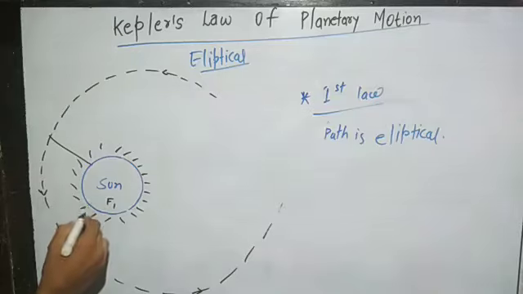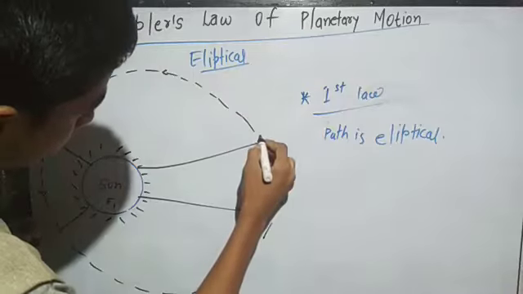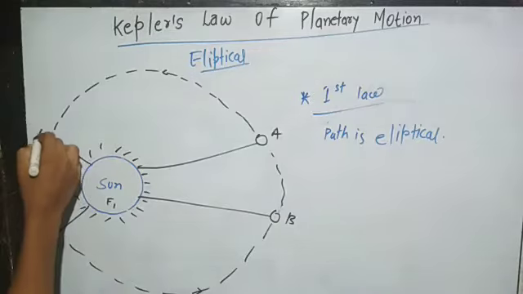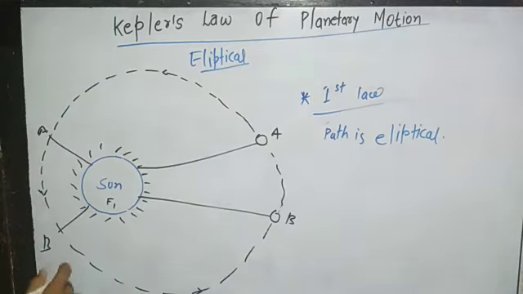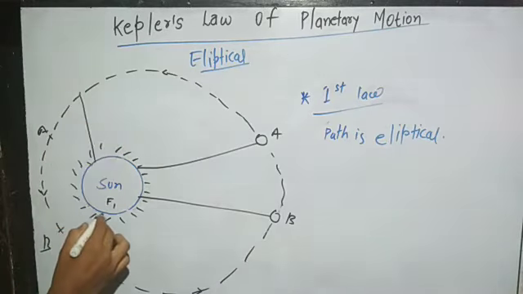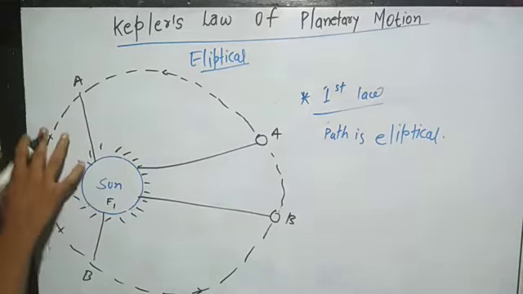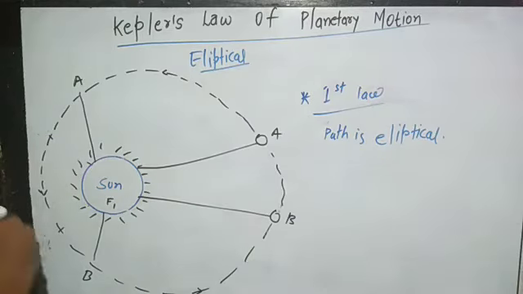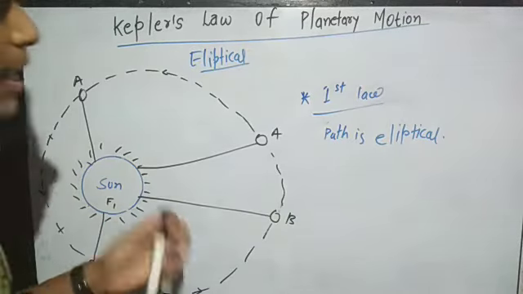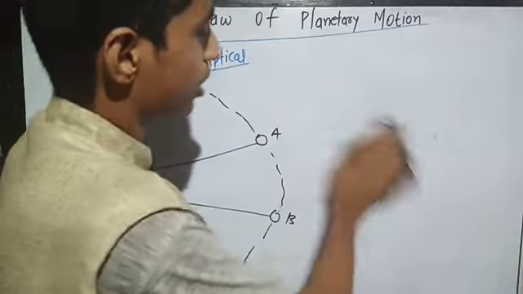Now look at what the second law of planetary motion actually tells. Here is the B position, here is the A position. Now let's see. Actually, these two positions, A and B, are the positions of Earth. Now, let's see the second law, what actually we have to study in the second law of planetary motion. So, let's start.